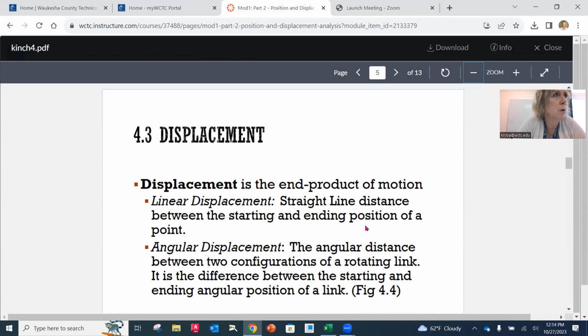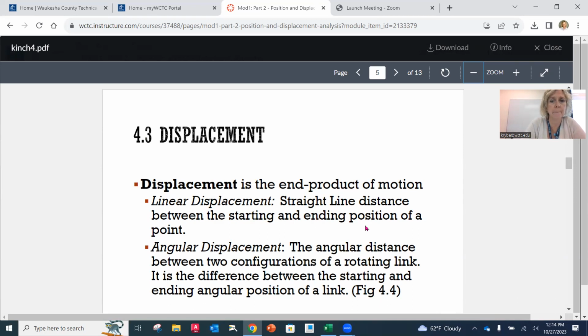Now displacement is going to be the end product of any motion that we have. So when we have things moving around, we need to determine, first of all, is this linear or angular displacement? The difference between the two is if it's linear, it's going to be moving along a straight line. So the mechanisms that we saw early on in chapter 1 that had linear motion were those crank sliders, right? We have a crank on one end that's going around, connected to a connecting rod, and then we've got maybe a piston going back and forth, or a linear bearing, or a can crusher, or something like that.